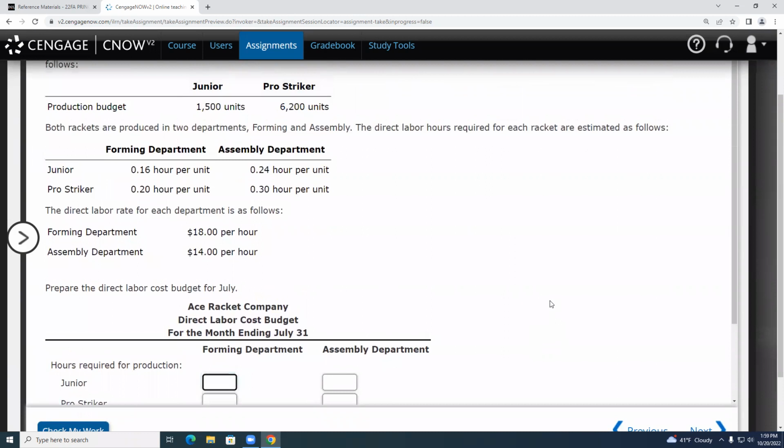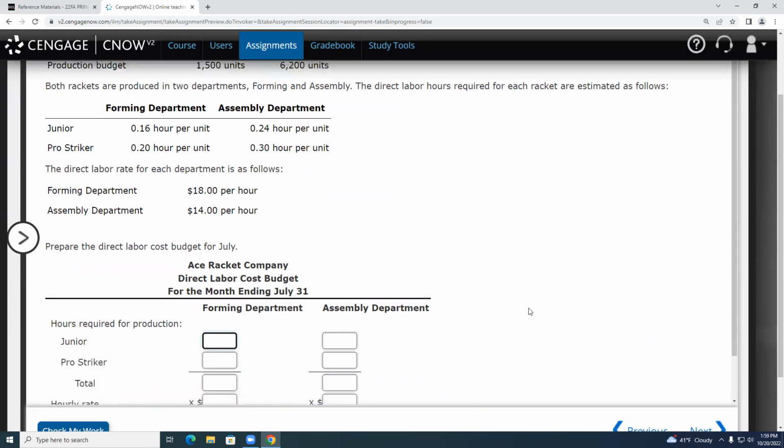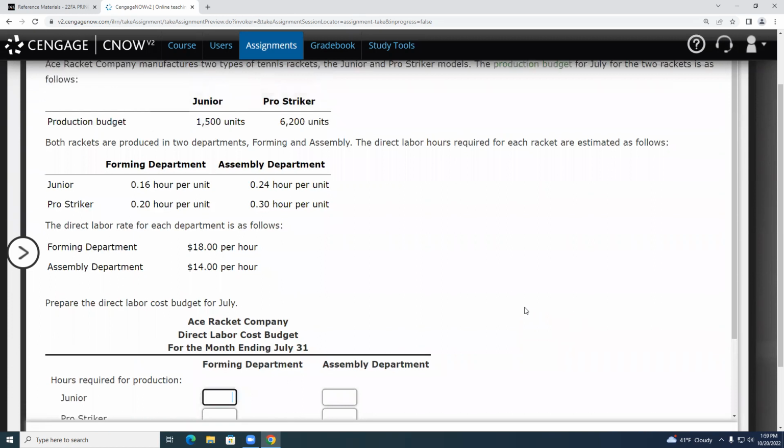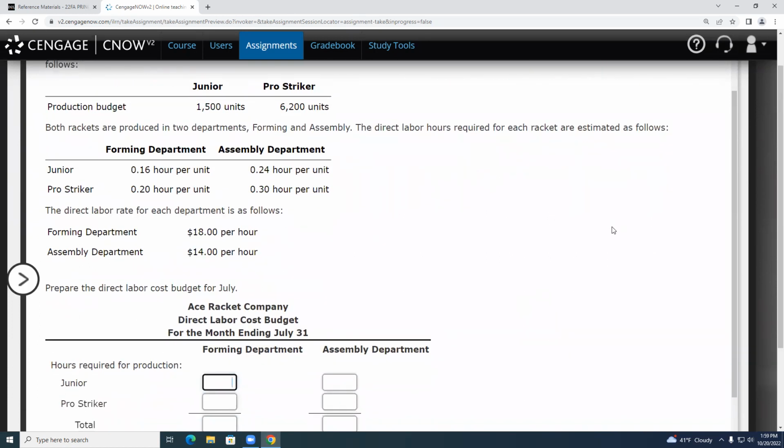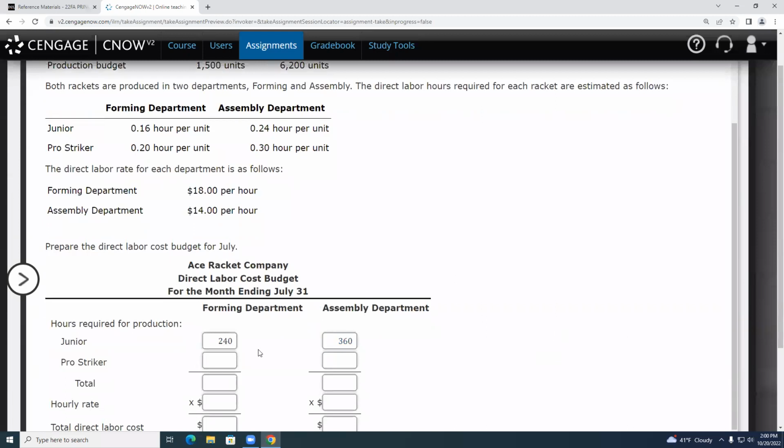So now we can start to construct our direct labor cost budget. So we start with hours, and for the junior racket, we expect to produce 1,500 units, and each one of those takes 0.16 hours on average in the forming department. At 0.16 hours each, it will take 240 hours in the forming department for the junior racket. 1,500 rackets at 0.24 hours in the assembly department means 360 hours worth of labor needed in the assembly department.